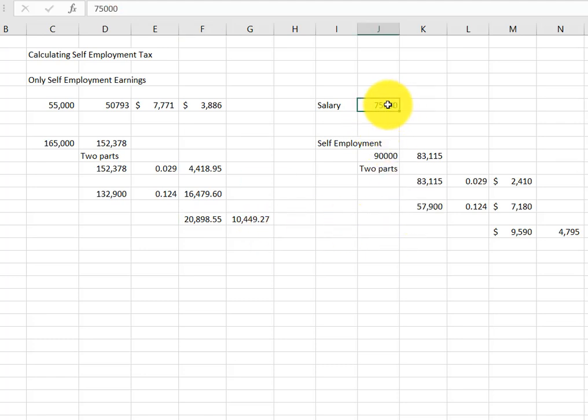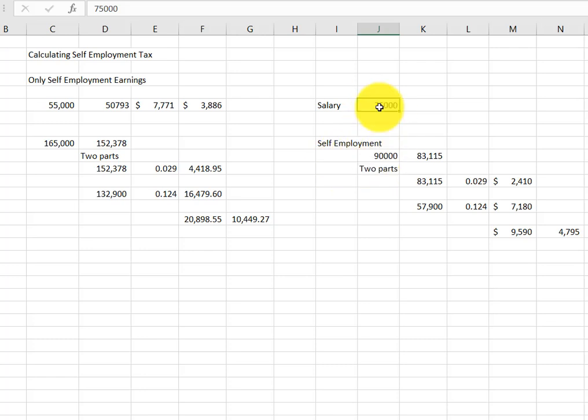Let's say another example, and notice that none of the other things apply to calculating self-employment tax, whether you're married filing jointly, or single, or any of those statuses. It's the same rate and the same threshold for everyone, and it is by individual. So even if you file jointly, it's not one threshold of 132.9. Each individual's earnings is subject to the threshold. That's why it doesn't matter what your status is.